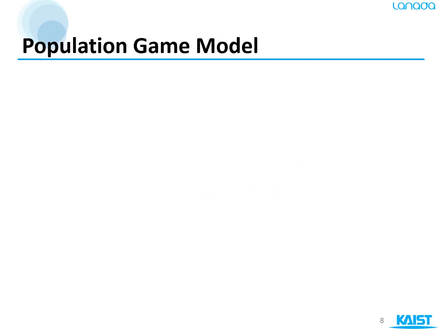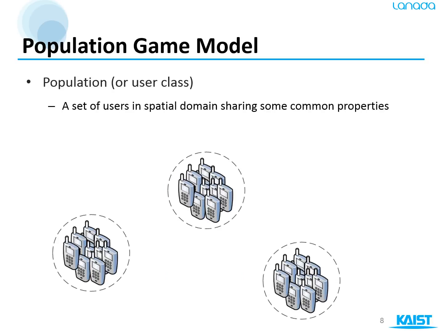The population game model describes the complex interplay between a massive amount of selfish users. In this paper, the population or the user class is described as a set of users in a spatial domain sharing some common properties. For example, in this figure, the spatially distributed users are considered as the multiple user populations.